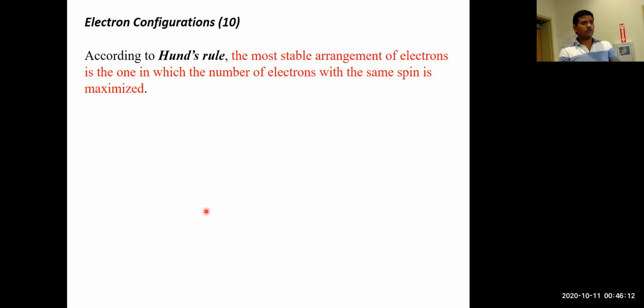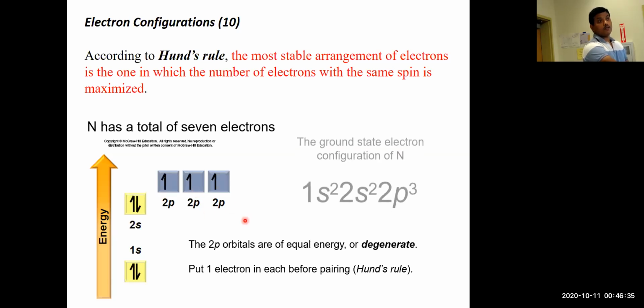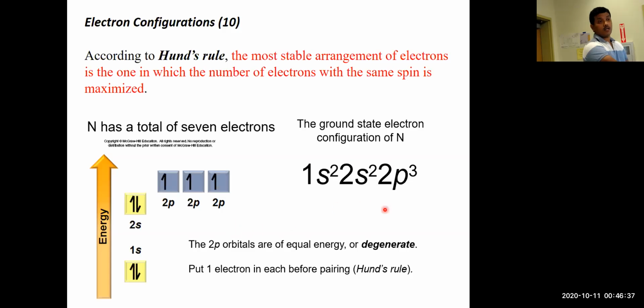So according to Hund's rule, let's work on nitrogen. Oh, I already showed you all of the work. So nitrogen has 7 electrons, so 1s2, 2s2, and 3 electrons in 2p. If you put it in the third box, you are maximizing the spin. So it is plus half, another plus half. 1 plus half, 2 plus half, 3 plus half, so overall 1 and a half. So the electronic configuration is 1s2, 2s2, 2p3.